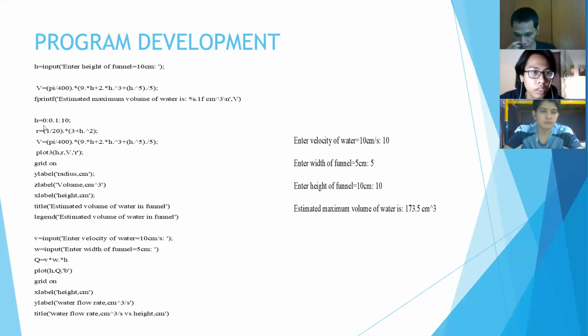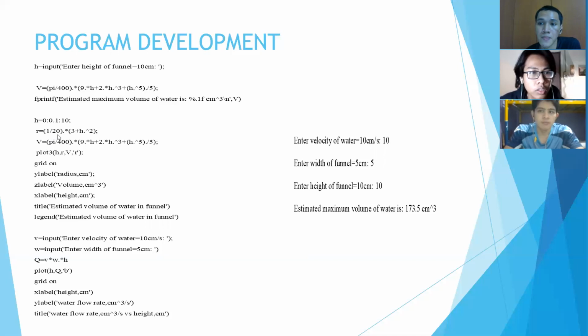This is the 3D graph command. First we need to put the height range, which is from 0 to 10. After that we need to put the radius, the equation of the radius that is given, which is 1/20 times (3 plus h) to the power of 2. And lastly, for the z axis, we need to insert the v equation, which we get from the radius equation.